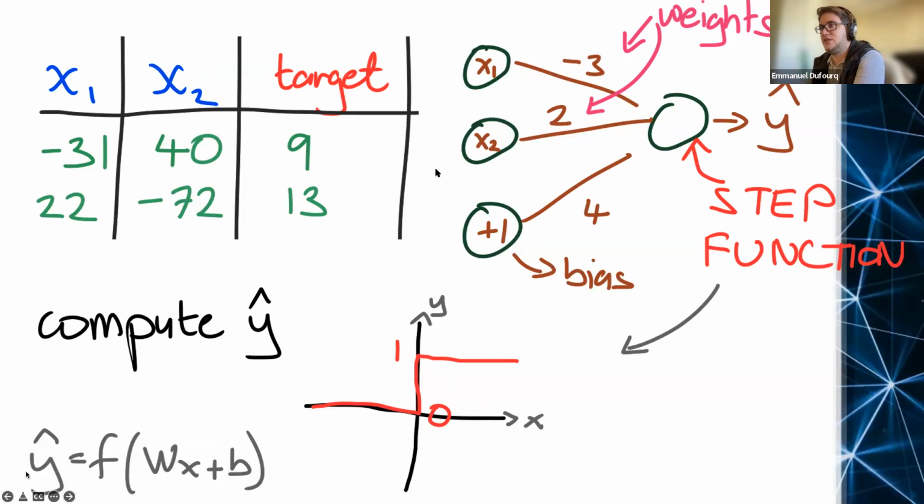The same for the second instance. We would plug in the value. So we would say 22 times minus 3 plus minus 72 times 2 plus 1 times 4. We would get the result. Whatever that result is, we now put that into our activation function. And for the step function, it says if the value is greater than 0, we output a 1. Or if the value is less than 0, we output a 0. Okay. Are there any questions about this?